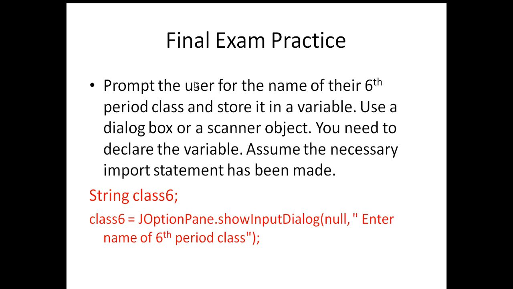Then we practiced being able to prompt the user and store their input in 2 different ways, one with the dialog box and one with the scanner object. So the first one was a dialog box. We're asking the user for the name of their first 6-period class and store it in a variable.